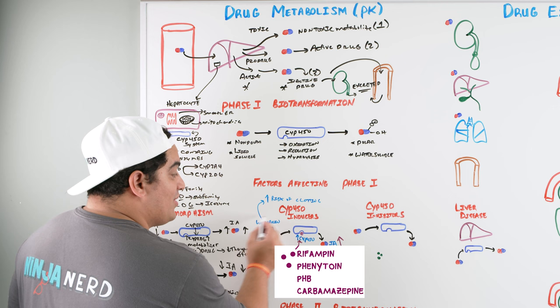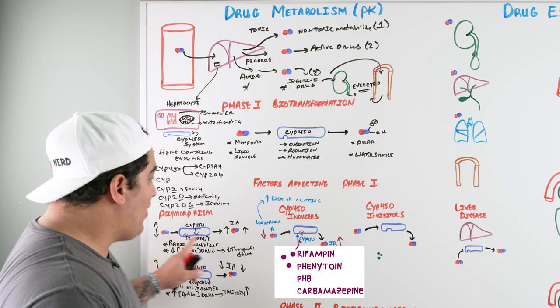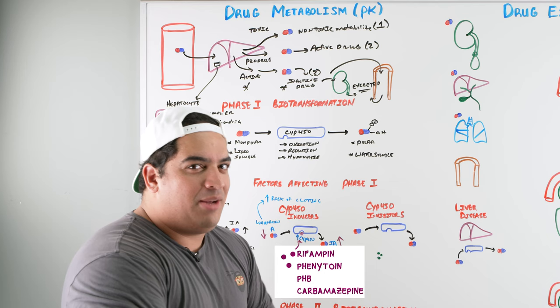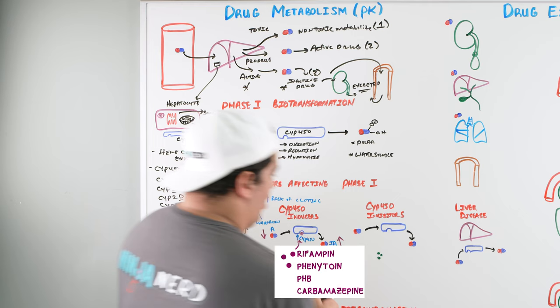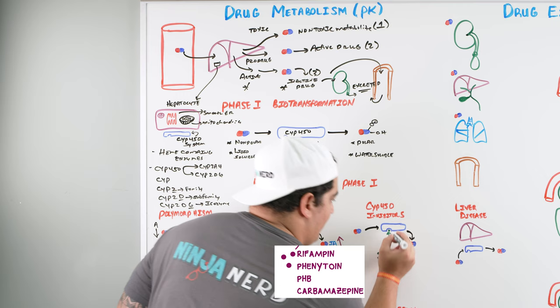So think about this as though it's rapidly metabolizing the drug. If you have a CYP450 inhibitor, you can think about it as a slow metabolizer in a way. Because what happens is, this drug will bind to a particular pocket here on the actual enzyme.